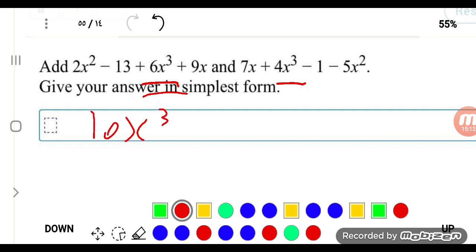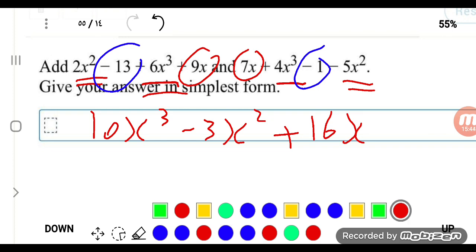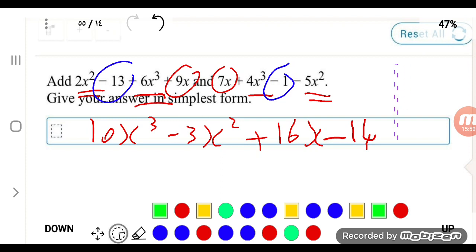10x cubed. And then you have 2x squared and minus 5x squared. If you add them, you get negative 3x squared. And then you have this 9x and this 7x. These are like terms. You can add them together. So plus 16x. The numbers are just two numbers, which are minus 13 and minus 1. And that will be minus 14. And that is the final answer.